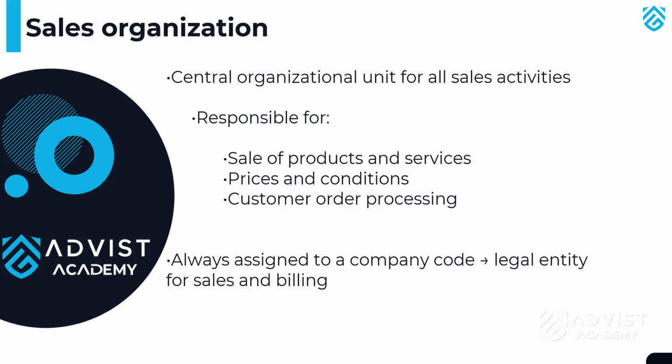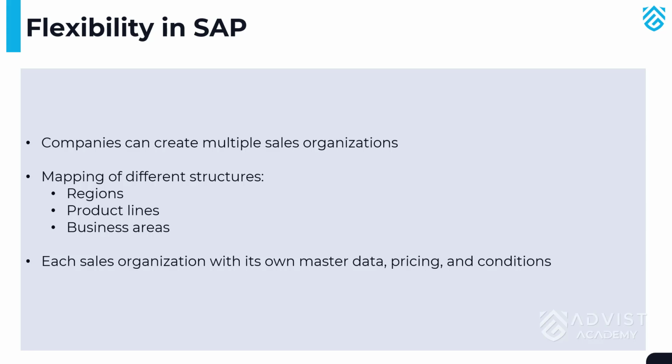Each sales organization is always assigned to a company code and thus represents the legal entity responsible for sales and invoicing. In SAP, companies can create multiple sales organizations to flexibly map their sales structure. For example, different sales organizations can be set up for different regions, product lines, or business areas. Each sales organization has its own master data, pricing, and conditions, allowing companies to customize their sales processes.